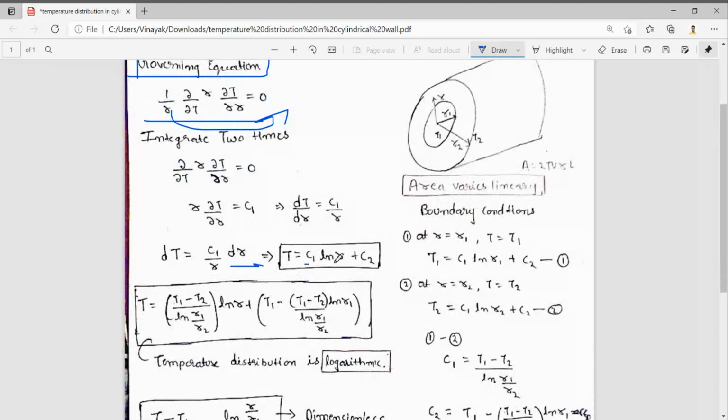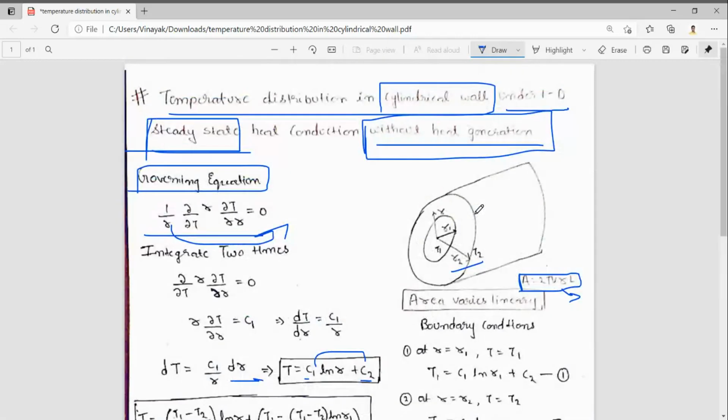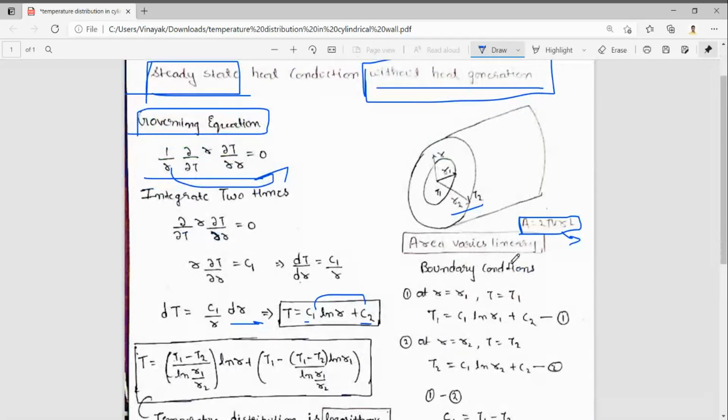Here we want to find C1 and C2, which we can do using the boundary conditions. This is the hollow cylinder, with inner radius r1 at temperature T1 and outer radius r2 at temperature T2. Here we can see that area varies linearly. Heat is flowing perpendicular to the area, so the area perpendicular to the heat flow is A = 2πrL. Area is directly proportional to r, because L is constant for the cylinder and 2π is also constant.